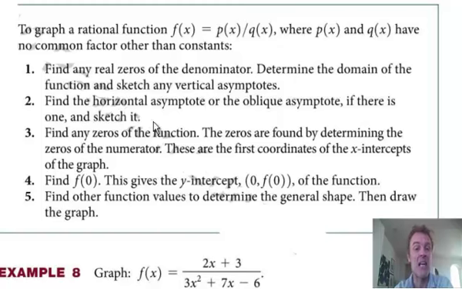Okay, and actually, I'm going to jump to point 3, because to find the x-intercepts, you set the numerator equal to 0. To find the zeros, the x-intercepts, you set the numerator equal to 0. Denominator equal to 0 for the vertical asymptotes, numerator equal to 0 for the x-intercepts.